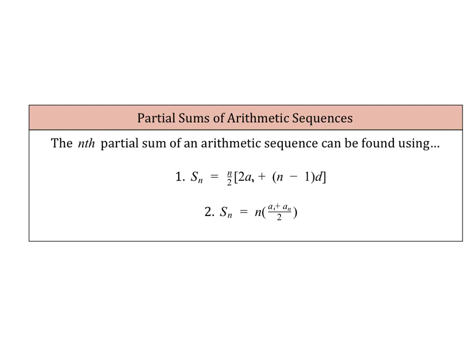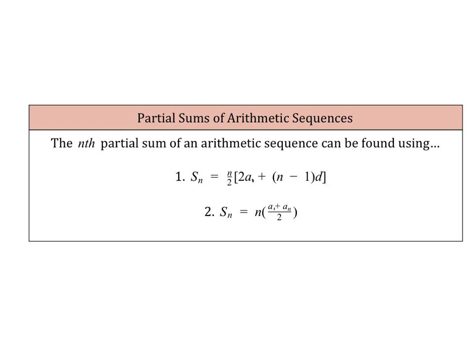All right, so the next thing we're going to talk about is how to find a partial sum of an arithmetic sequence. So remember, partial sum would be the sum of the first however many terms of your sequence. So the nth partial sum of an arithmetic sequence can be found using one of these two formulas. So here we have s sub n equals n over 2 times 2 times a sub 1, your first term, plus n minus 1 times d, or common difference.